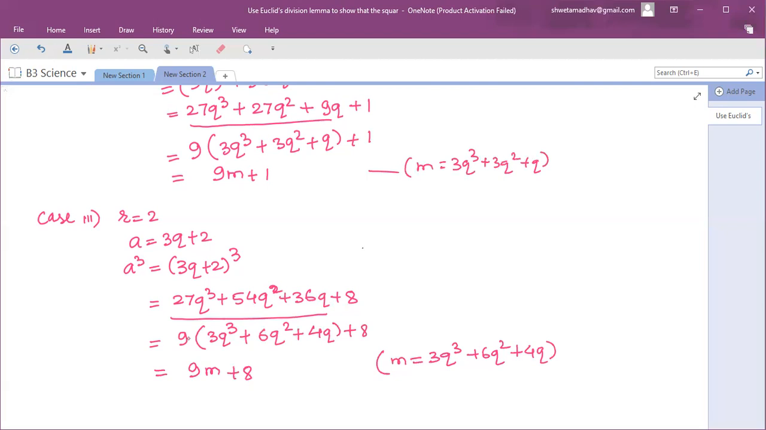Ma'am, in the next question, do we have to use that every positive even integer is written in the form 2q and odd integer is written in the form 2q plus 1? Yes, you can use. But here it is not needed. Easily you can do it with 2 consecutive numbers, that is n and n plus 1.